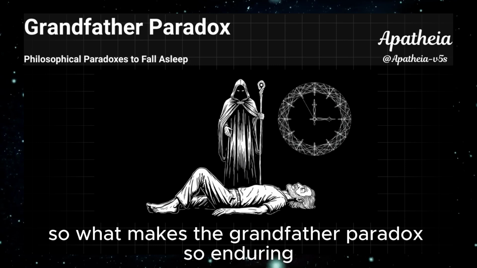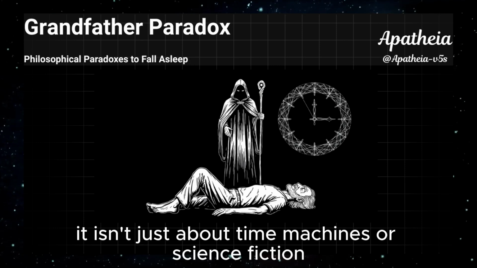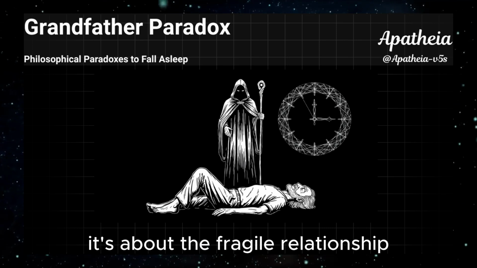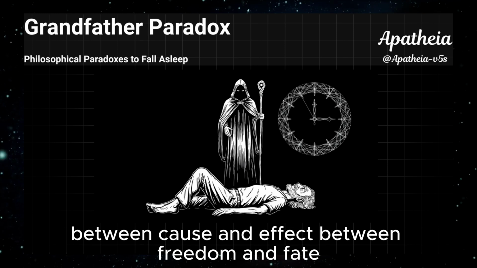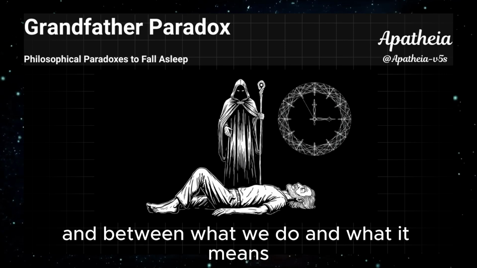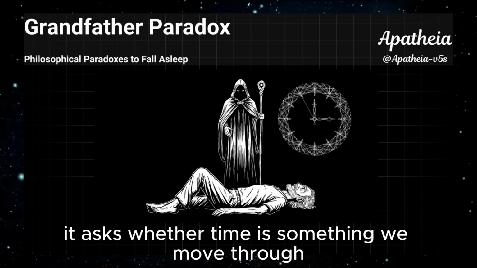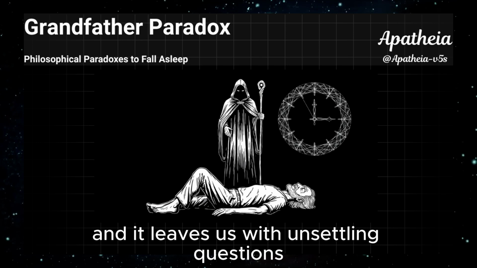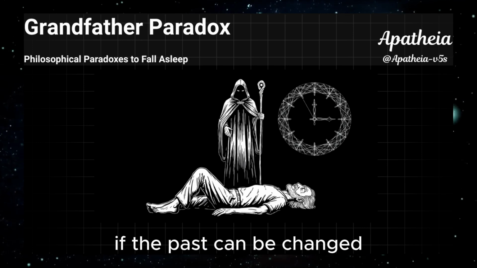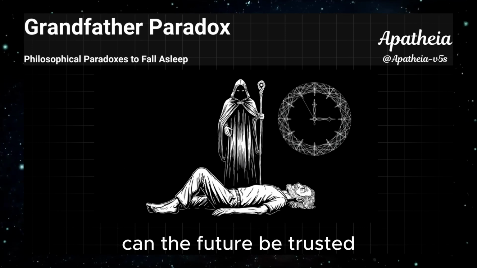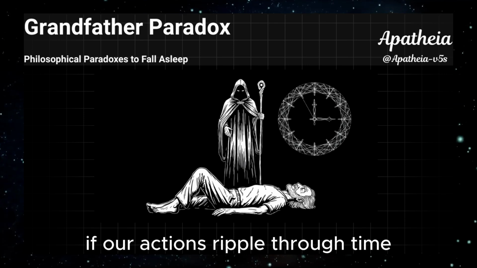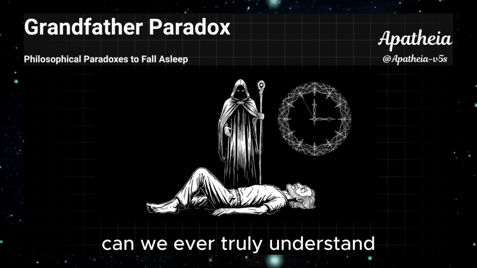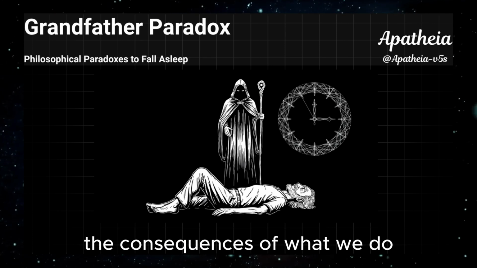So what makes the grandfather paradox so enduring? It isn't just about time machines or science fiction. It's about the fragile relationship between cause and effect, between freedom and fate, and between what we do and what it means. It asks whether time is something we move through, or something that moves through us. And it leaves us with unsettling questions. If the past can be changed, can the future be trusted? If our actions ripple through time, do we ever really choose freely? And if changing one moment undoes everything, can we ever truly understand the consequences of what we do?